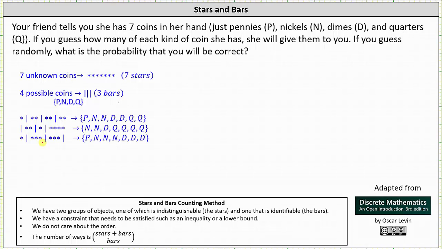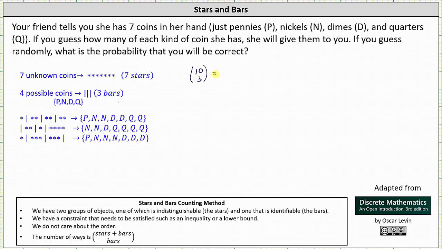So the total number of outcomes is equal to the number of strings we can form with 7 stars and 3 bars, which is equal to the sum of these stars and bars choose the number of bars, which in this case is 10 choose 3. And this shouldn't be too surprising. If we think of this in terms of bit strings, where the stars are zeros and the bars are ones, the number of bit strings of length 10 with 3 ones is 10 choose 3.